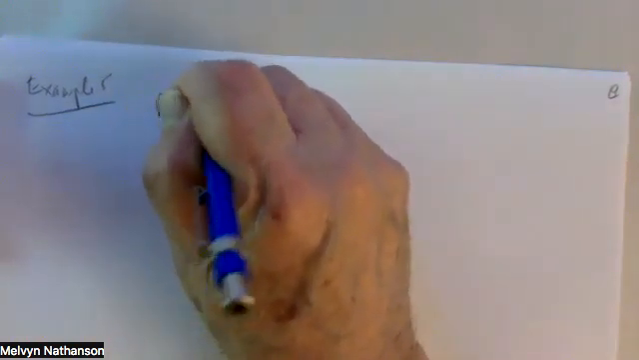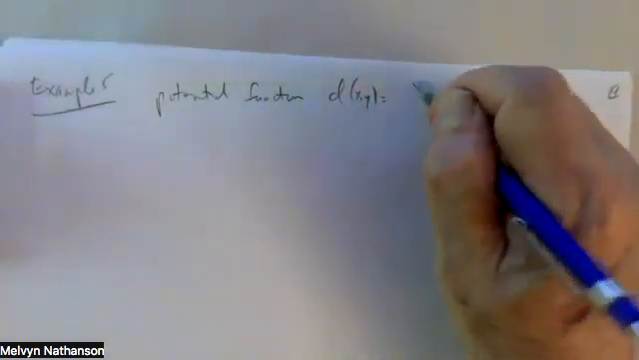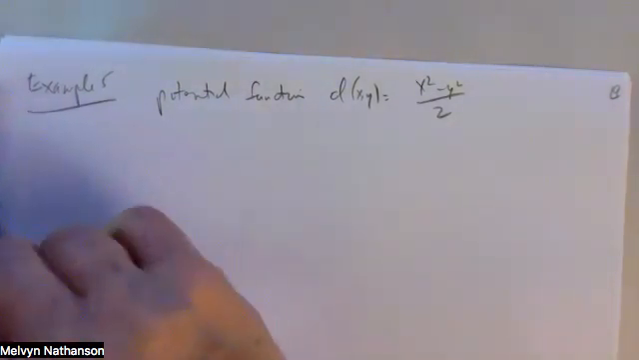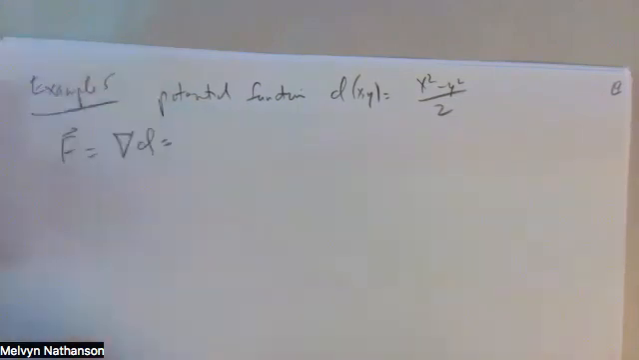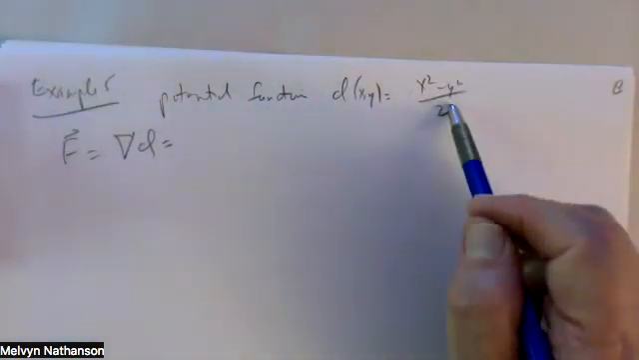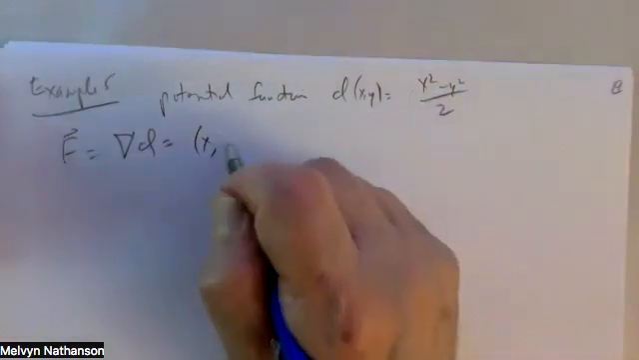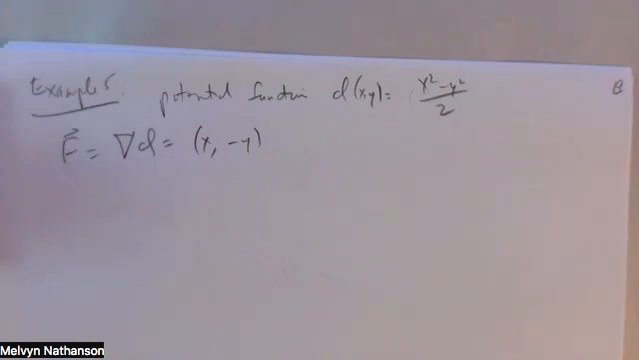So this is example 5. Suppose we take the potential function phi of x, y equals x squared minus y squared over 2. Then the gradient field, which is the gradient of phi, is what? If I differentiate this with respect to x, I get 2x over 2, which is x. If I differentiate this with respect to y, I get minus y over 2, which is minus y. So this is the gradient field.